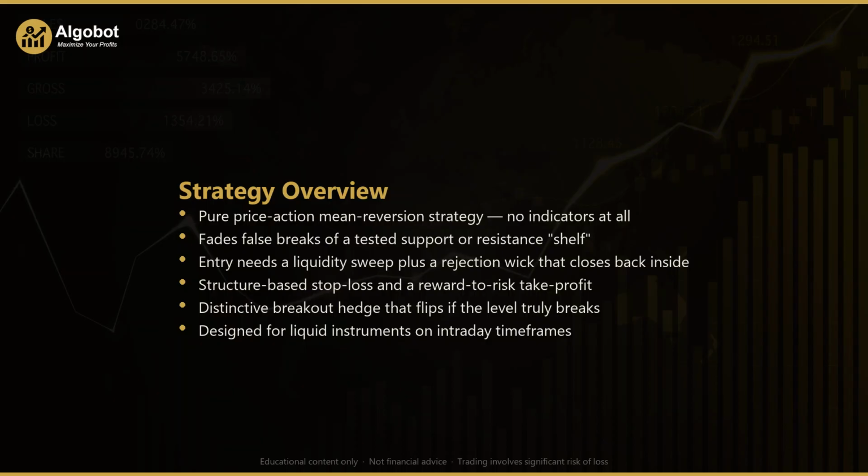Now, fading levels has one obvious weakness. Sometimes a break is real and price keeps going. That's where the hedge comes in, and it's the feature that makes this strategy distinctive. If a later candle actually closes decisively beyond the shelf, the strategy treats that as confirmation the level has genuinely given way. It then opens an opposite position to ride the real breakout it was just caught against.